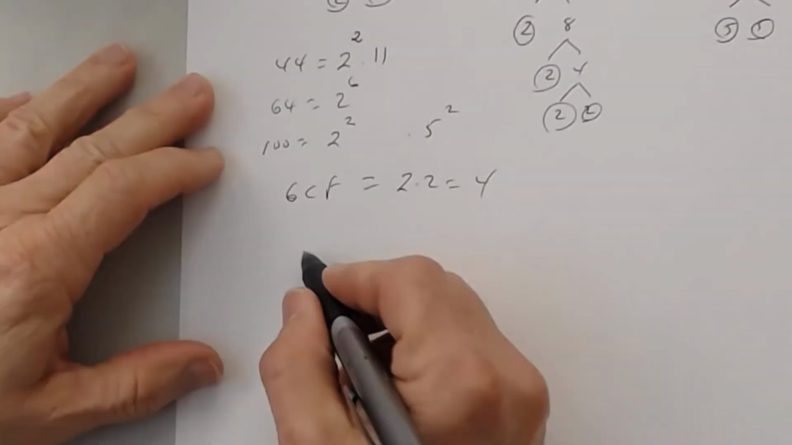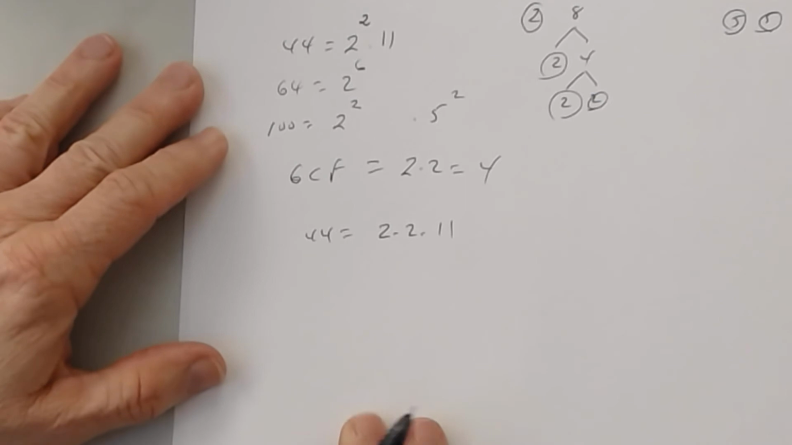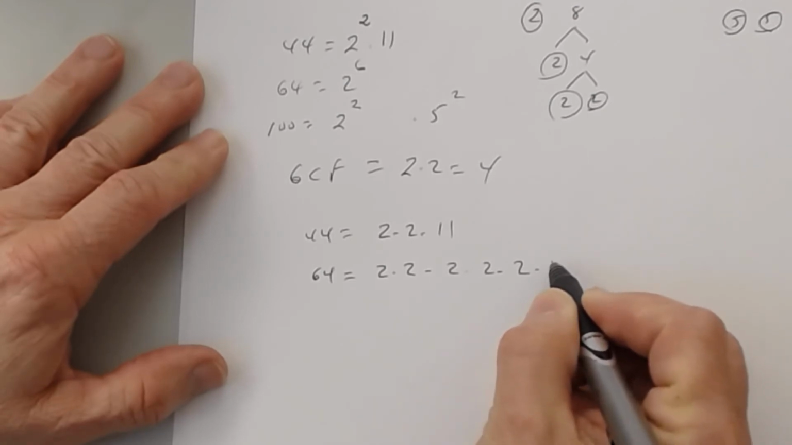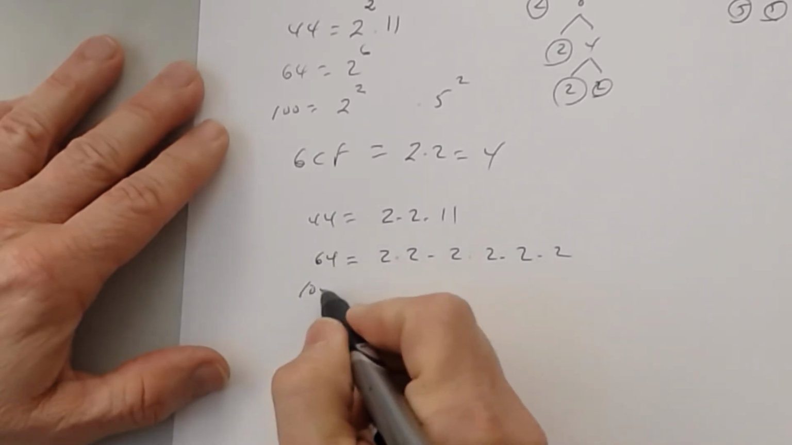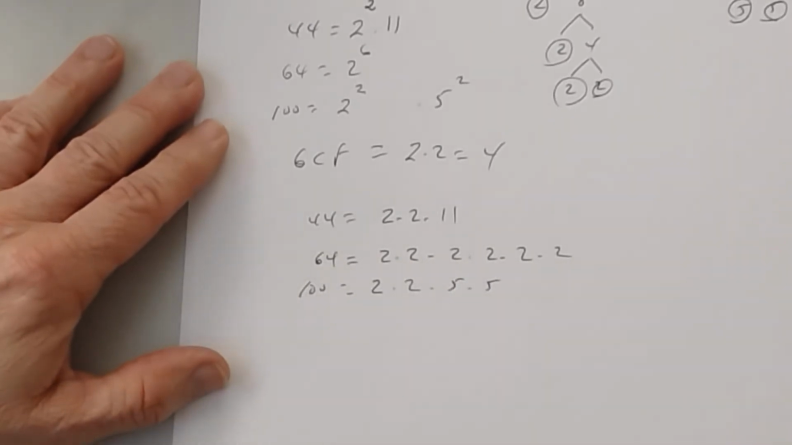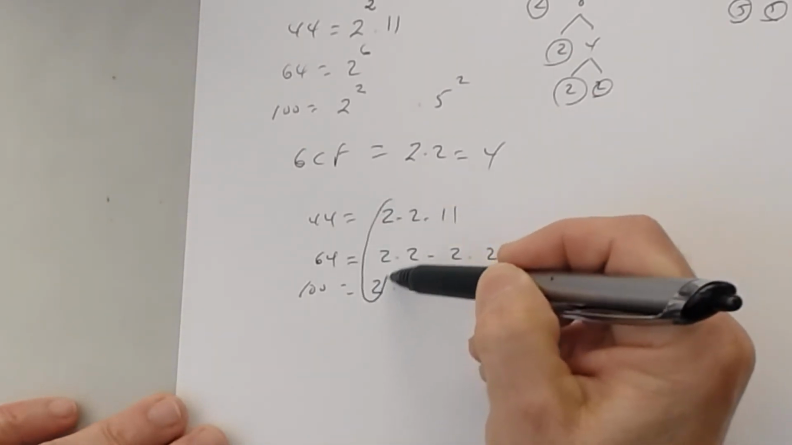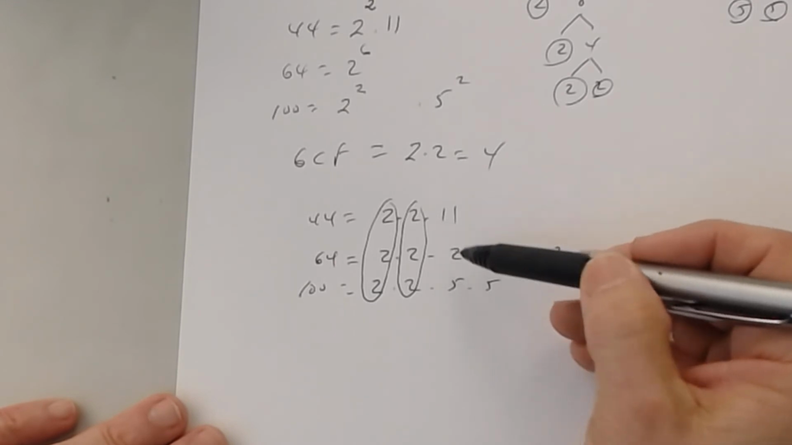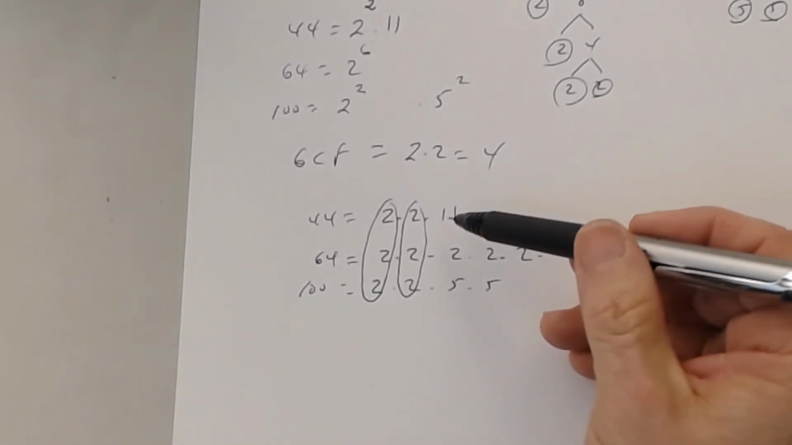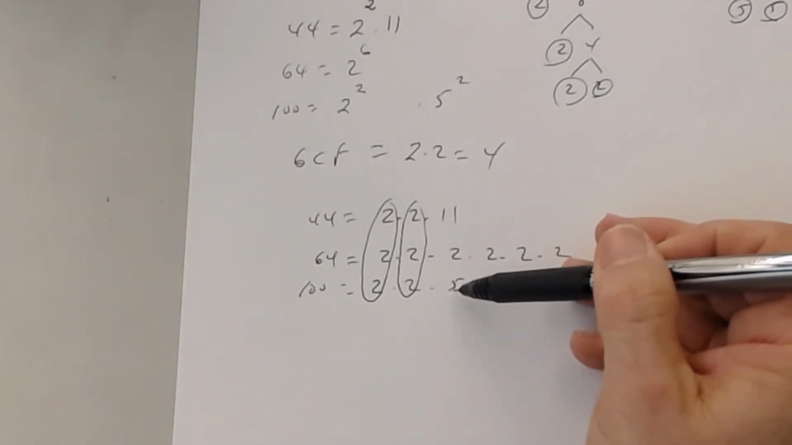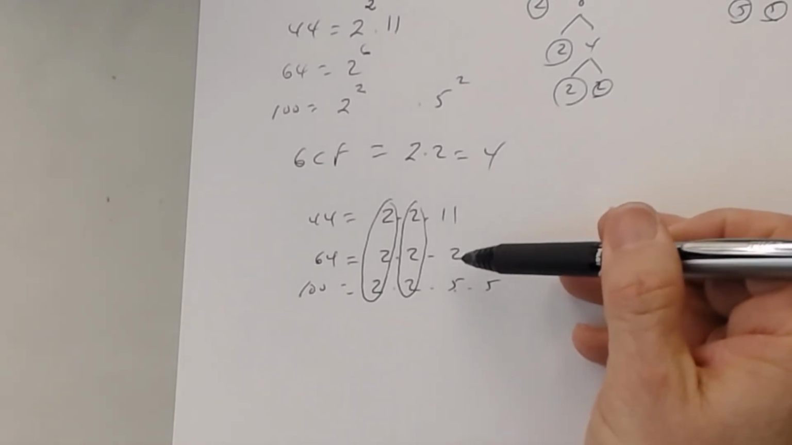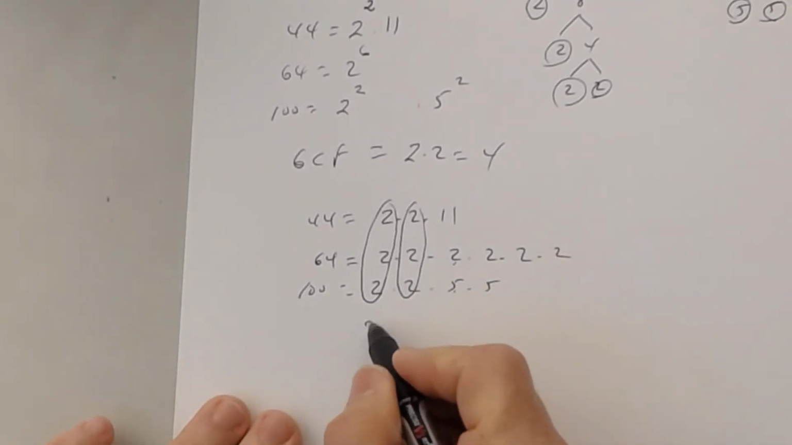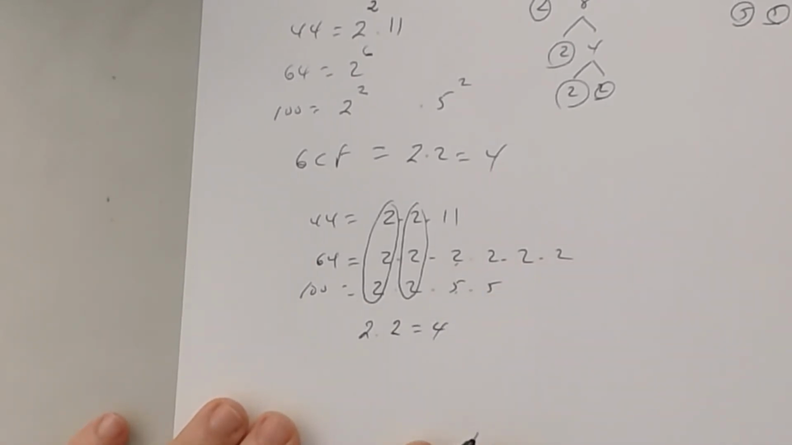It makes sense, because look, 44 is 2 times 2 times 11, right? 64 is 2 times 2 times 2 times 2 times 2 times 2. 100 is 2 times 2 times 5 times 5. I'm going to circle the commonalities. I can circle those 2s here, and here, and that is it. Why can't I circle 11? There's not an 11 here and there's not an 11 here. If I circle, it has to be in all 3, right? Why can't I circle the 5? It's not in the others. Why can't I circle the 2 here? Because I don't have any more 2s to circle. So my GCF is 2 times what? 2, which is 4. Okay?